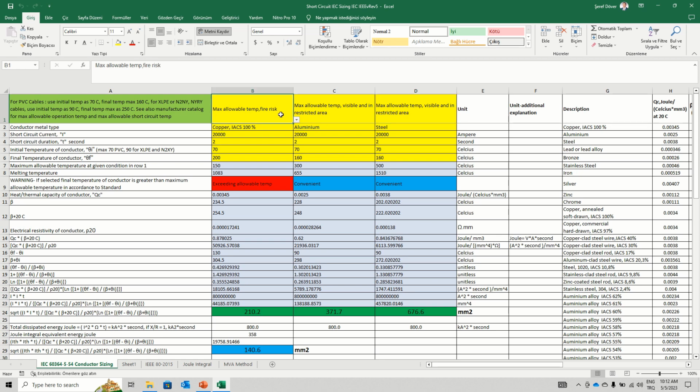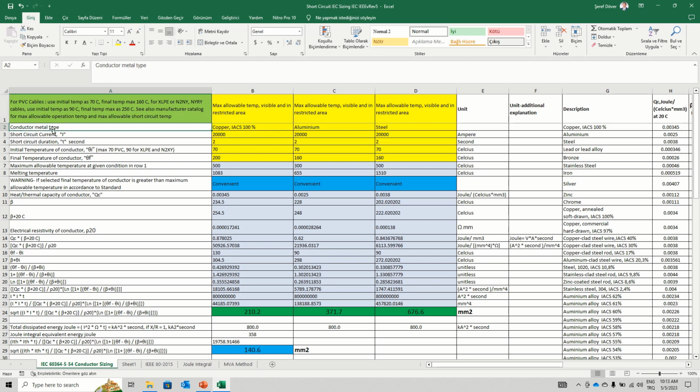Maximum allowable temperature. If there is a fire risk, you will select this one. And if it is the maximum allowable temperature in normal conditions, you will select this one. As you see, this value in row number 7 changed to 200. It was firstly 150. Let me show you. Okay, do you see? 150. So if it is visible and in a restricted area, then your allowable maximum temperature is 500. So the first one is like this, 3 different cases.